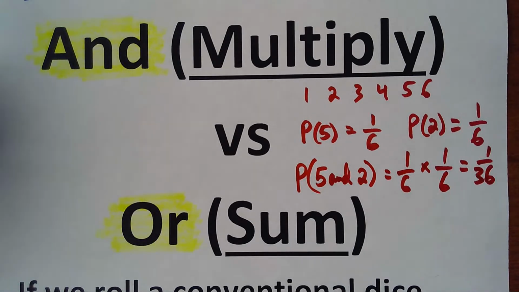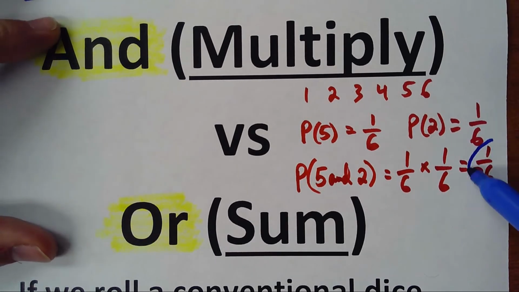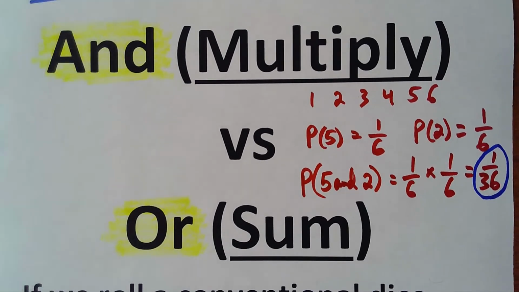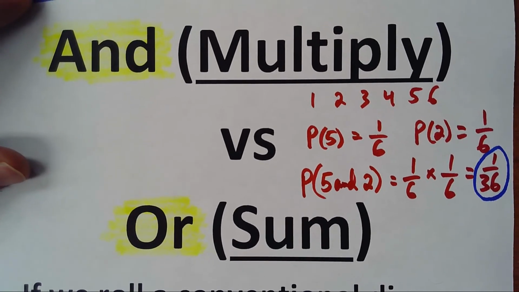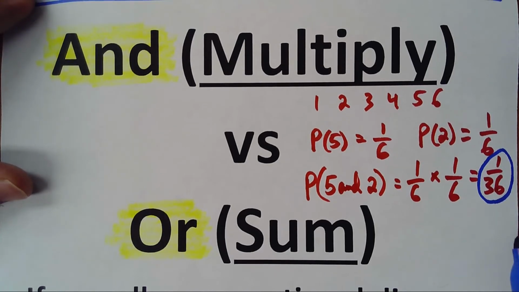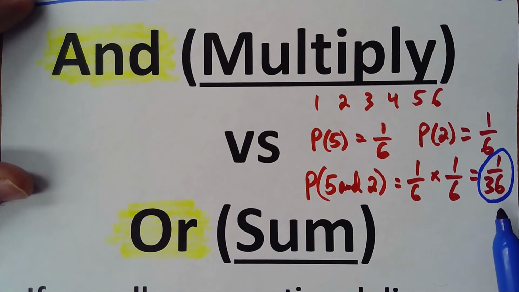Now, if you think about it, getting two numbers in a row is harder than just getting one of them, because you have one option out of 6 and then you have another option out of 6, and you have to do both in the same chance. So it's harder to find. That's why it's 1 out of 36. It's a very low probability.